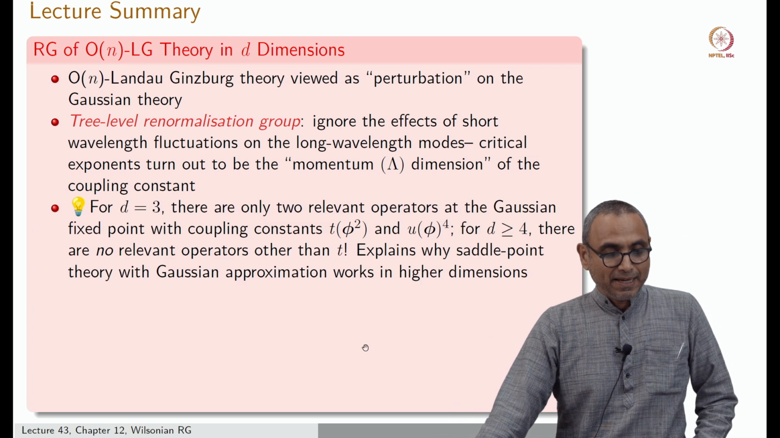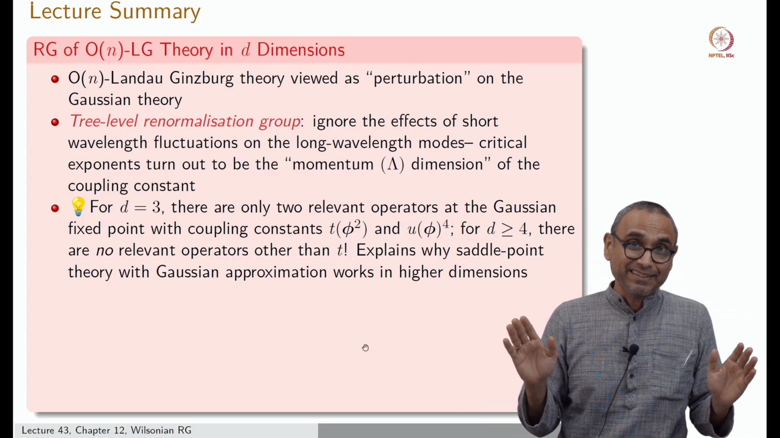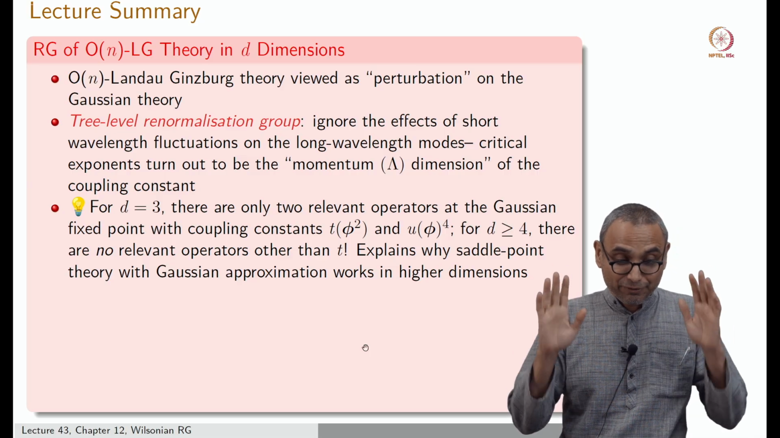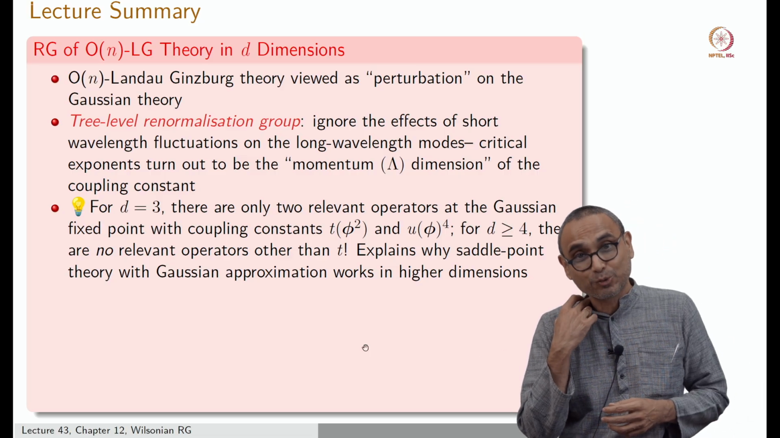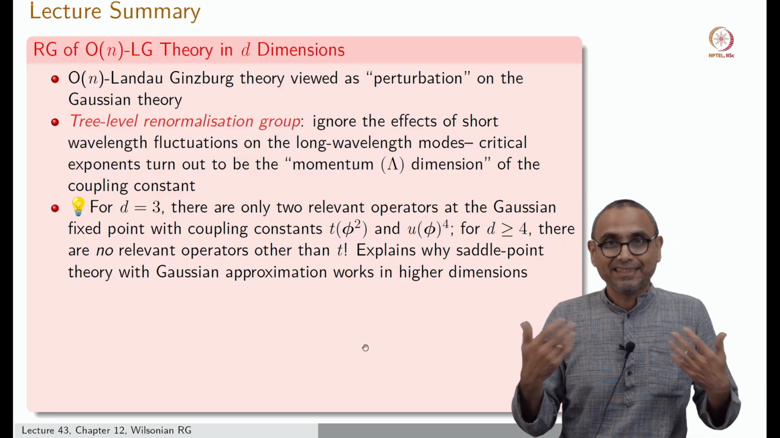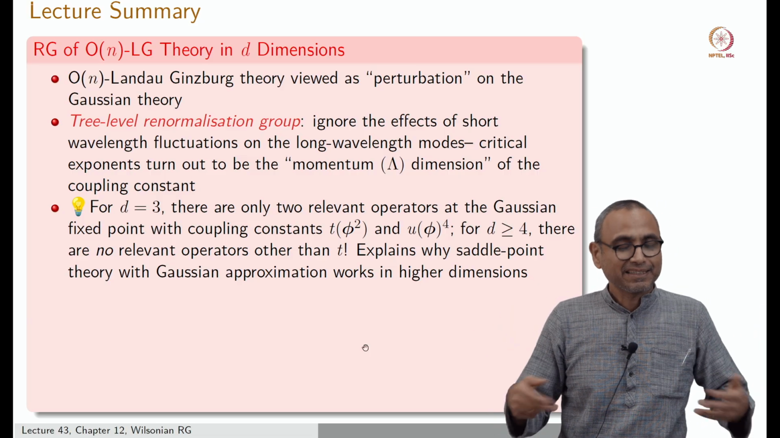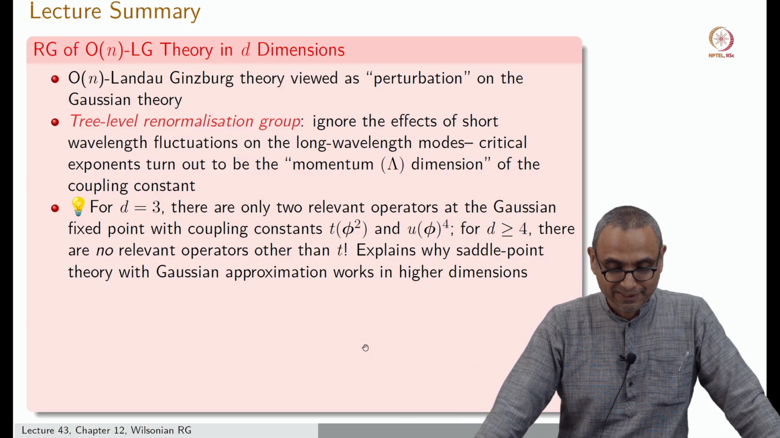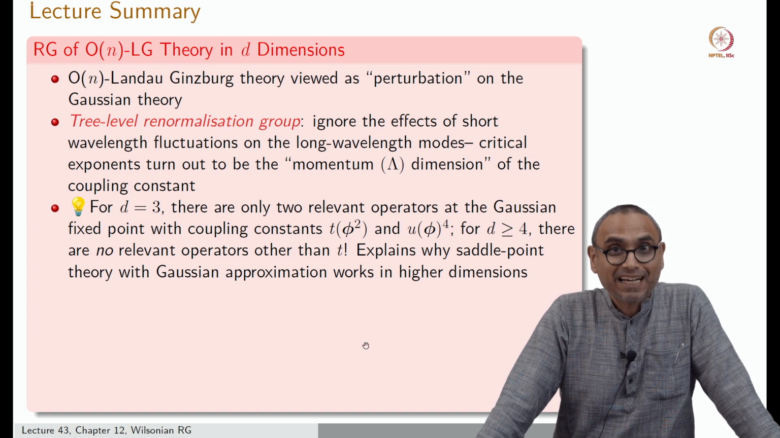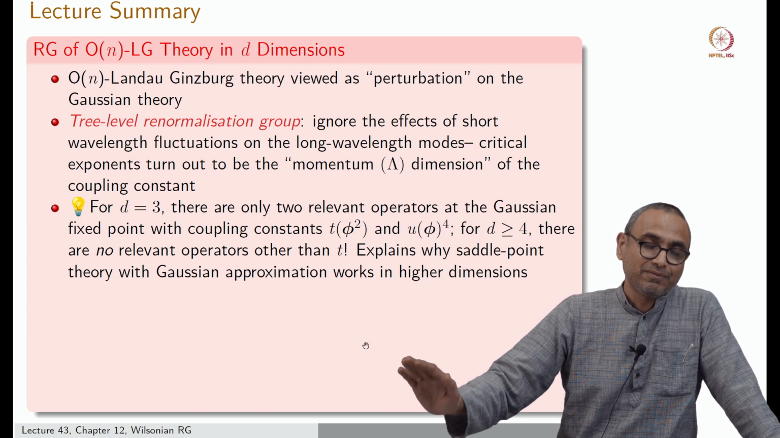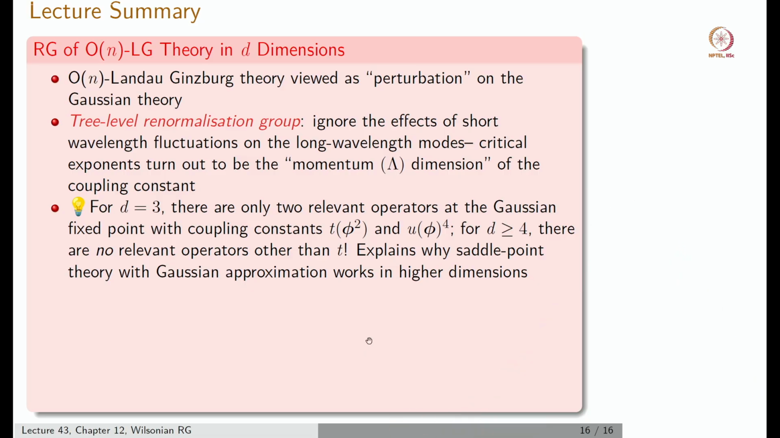So something like this. And in d equal to 3, we found that there are only 2 operators that are relevant, namely t and u, and the fact that there are no other relevant operators near this fixed point already tells you that something like universality is there, because all the other parameters that enter the theory are simply forgotten when you come to these critical points. And it also explains, since there are no other relevant operators other than t in dimensions 4 and above, why the saddle point Gaussian approximation works so nicely there.